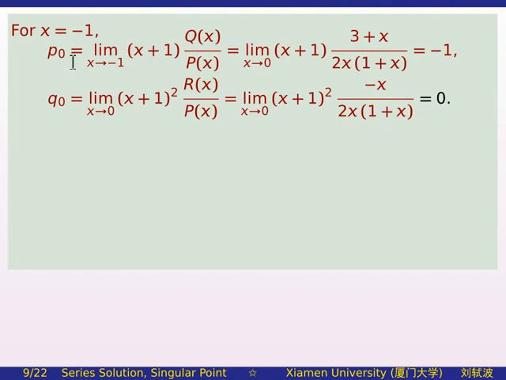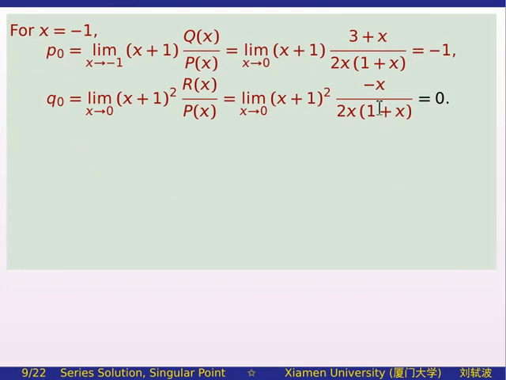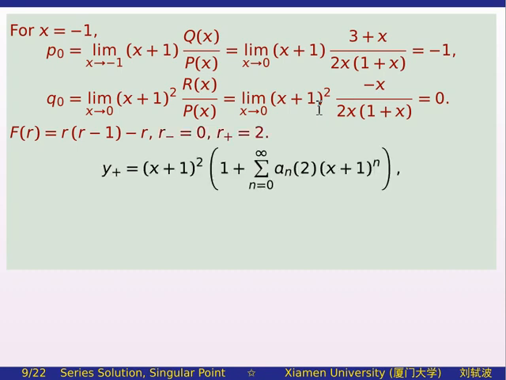Having computed p0 and q0, we write the quadratic polynomial for the indicial equation, that is capital F(r). So capital F(r) is this, and let capital F(r) equal to 0. It is easy to find: r minus is 0, r plus is 2. Therefore, for r plus, we have a solution of this form: x minus the singularity to the power 2, that is r plus, multiplied by a power series. And this should also be from 1 up.